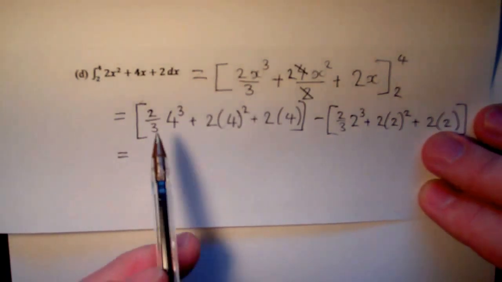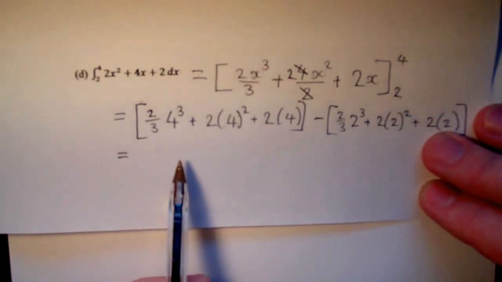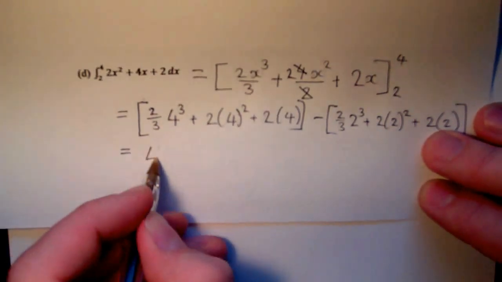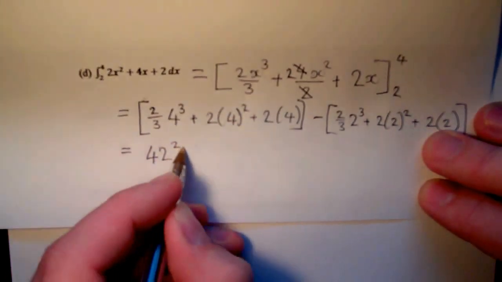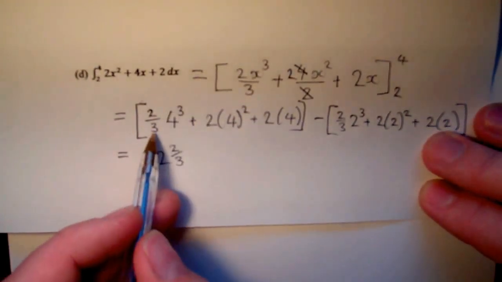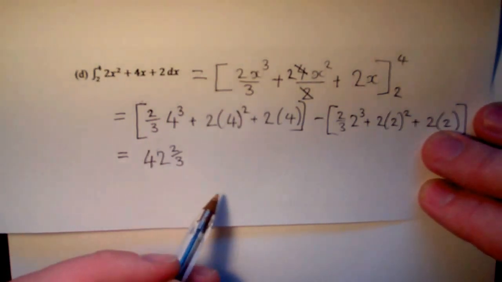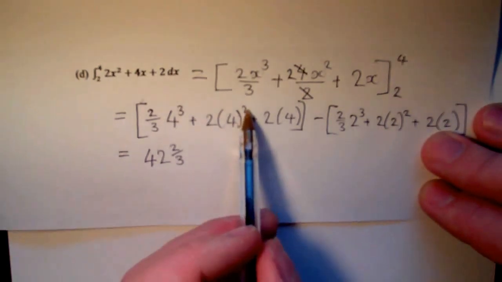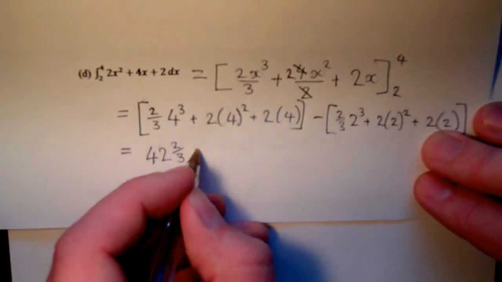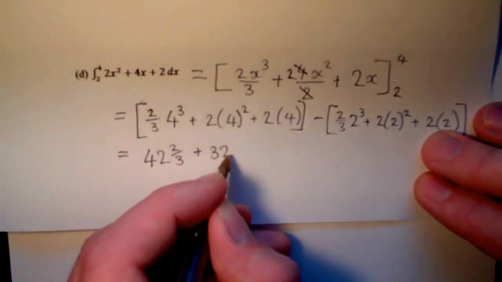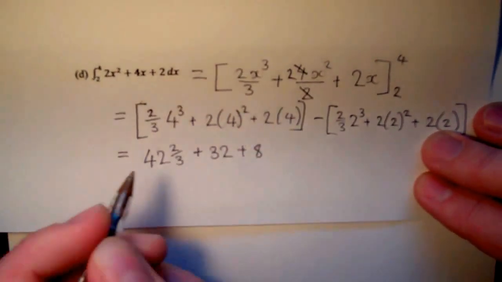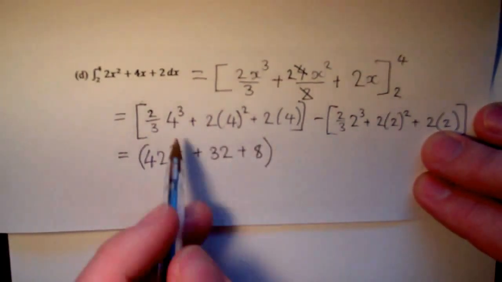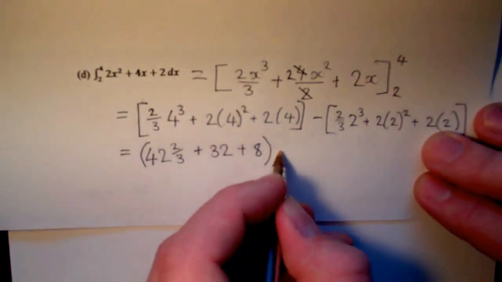So, first bracket first. 4 cubed is 64. If you take 2/3 of 64, you get 42 and 2/3. If you divide it by 3, I think you get 21 and a third. If you times that by 2, you get 42 and 2/3. The next bit's simple enough. 4 squared is 16 times 2 is 32. And then we've got 8. So that is this square bracket here. I can use curved brackets now because there's no confusion.